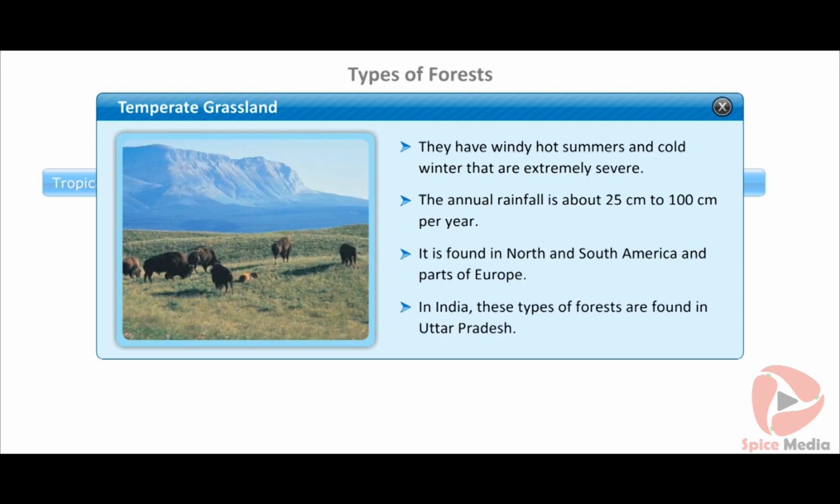Temperate grassland. They have windy hot summers and cold winter that are extremely severe. The annual rainfall is about 25 centimeter to 100 centimeter per year. It is found in North and South America and parts of Europe. In India, these types of forests are found in Uttar Pradesh.